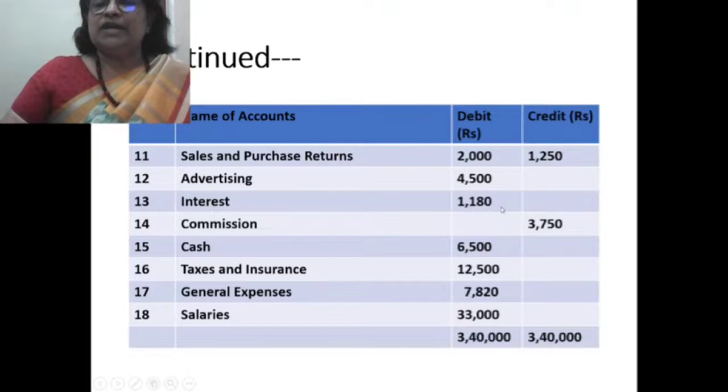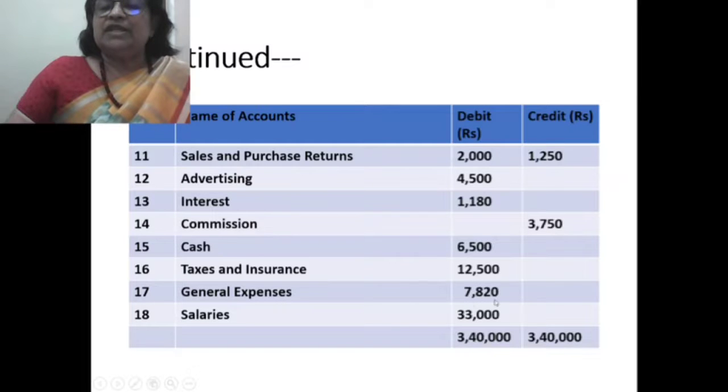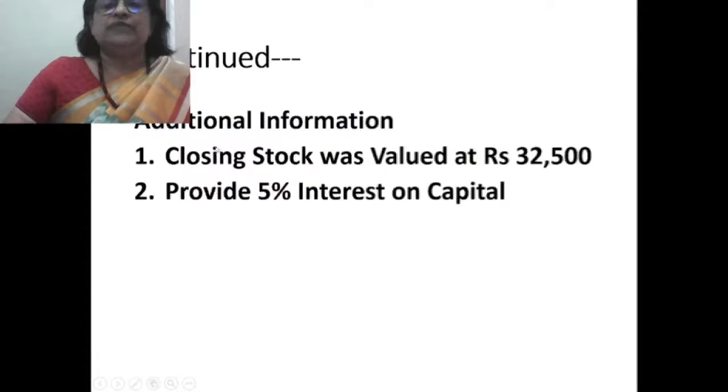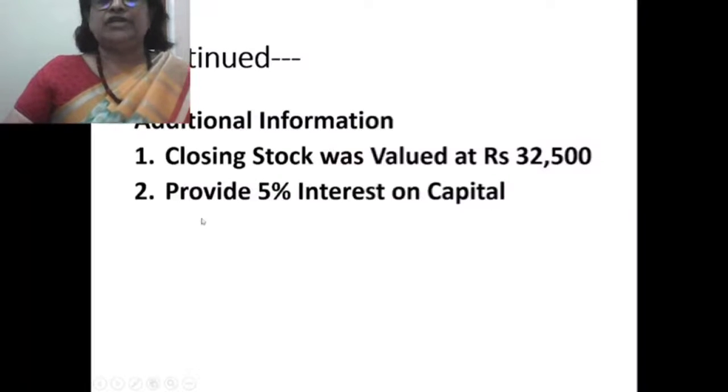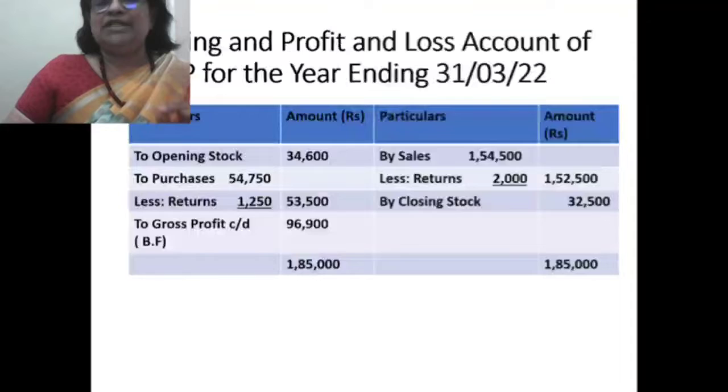Interest 1,180. Commission, it's a credit balance. So it will come to credit side of the profit and loss account. 3,750. Cash 6,500. Taxes and insurance 12,500. General expenses 7,820. Salaries 33,000. Total of the trial balance 3,40,000. Additional information, closing stock was valued at rupees 32,500. Provide 5% interest on capital. So this we will debit to profit and loss account and it will be a liability in the balance sheet.